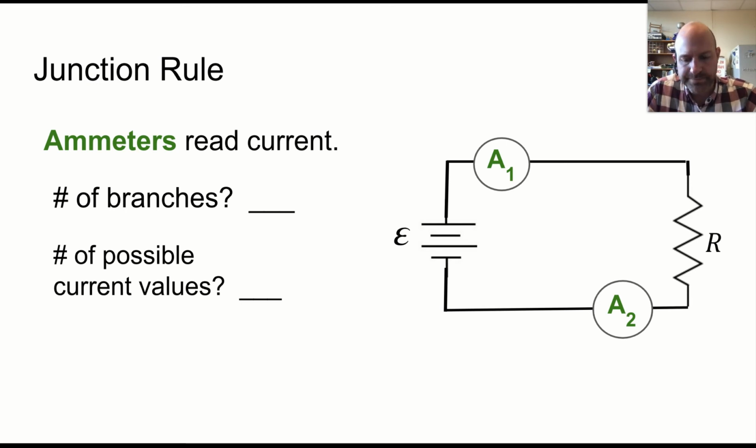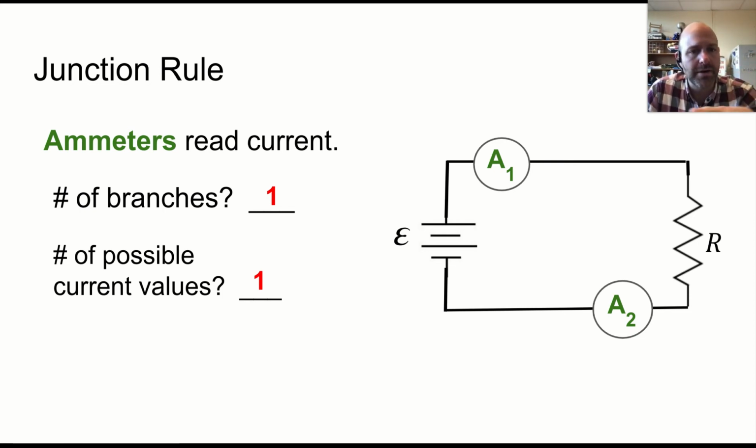So the junction rule is all about measuring current. And current, which is a measure of how much charge flows per second, is something that you have to measure kind of in line. You have to put it into the circuit and let the charge flow through the ammeter. Well, if we look at this circuit, there is one branch. There's only one conducting path for current to flow through, and so there's only one possible current value. Whether you measure the current at A1 or A2, you're going to measure the same current.